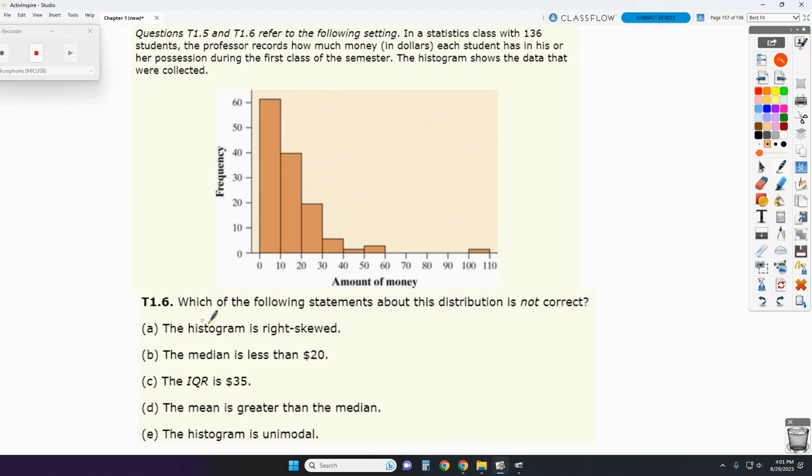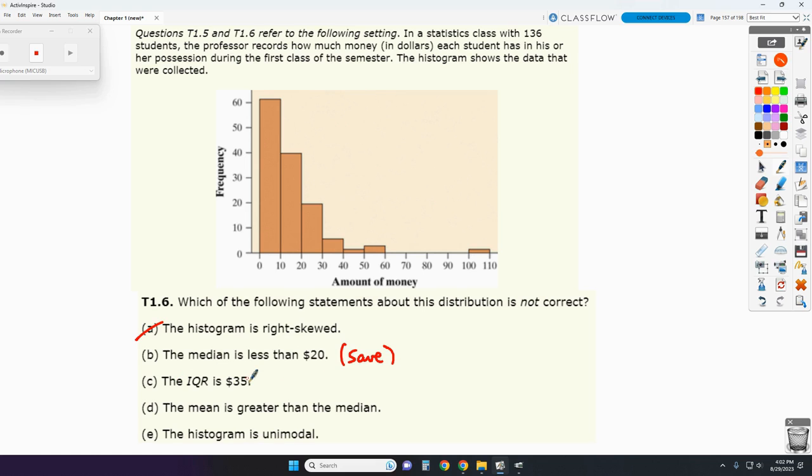So A, the histogram is right skewed. That is definitely true, right? And we're trying to find the one that's not correct. So A is not good. B, the median is less than 20. So the median's the middle value. I cannot easily just look at this graph and go, yep, I know exactly where the median's at. We're going to have to do a little digging for this. So here's what I'm going to do. I'm going to say save. And if we need to come back to that one, we can.